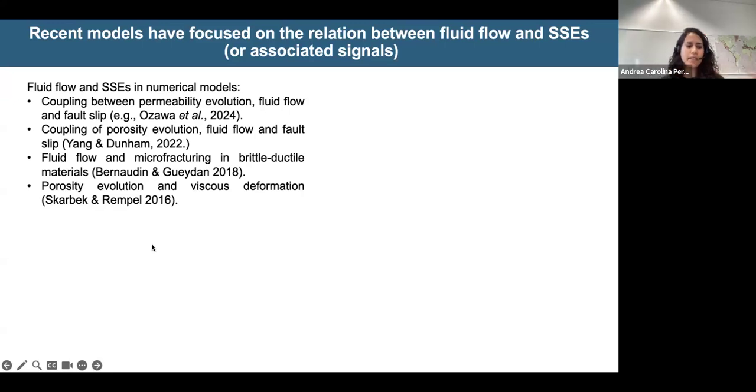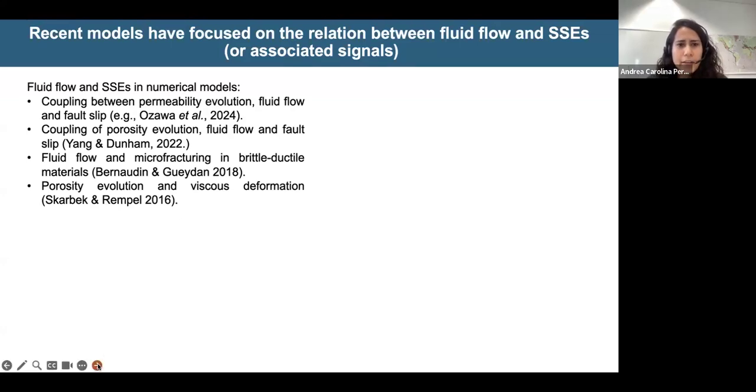So based on these observations, there have been many numerical models that have explored the interplay between fluid flow and fault slip. I'm just mentioning a few here. For example, there are recent models that have coupled permeability evolution, fluid flow, and fault slip. Other models focus on the porosity evolution, like the expansion or contraction of pores and how that affects fluid flow. And yet other models consider viscous deformation and porosity evolution in relation to dehydration reactions and how that could possibly influence the recurrence intervals of SSEs.